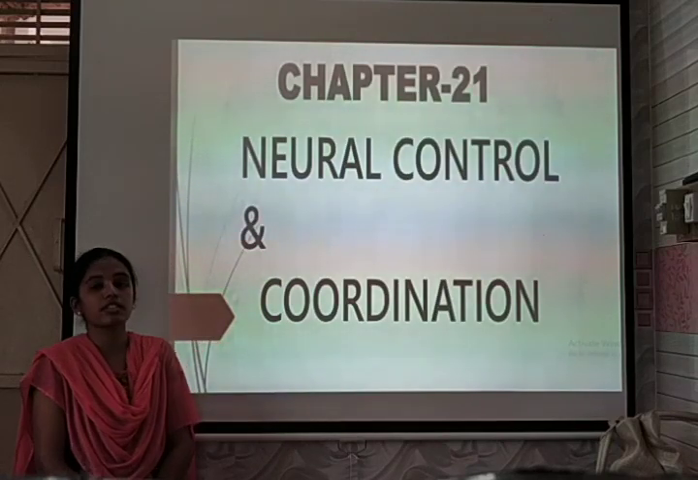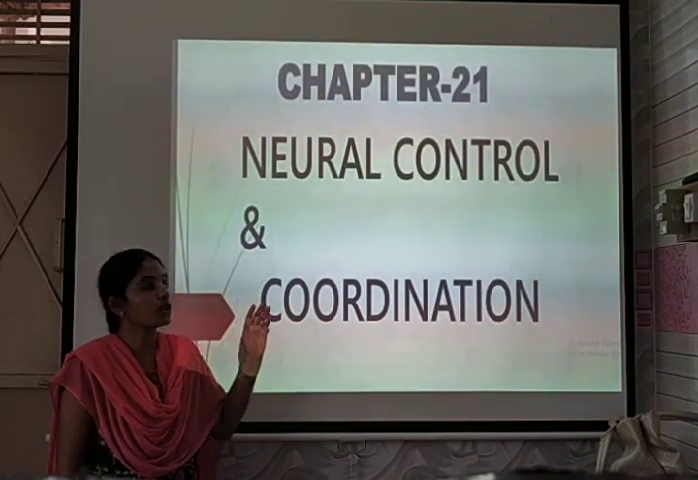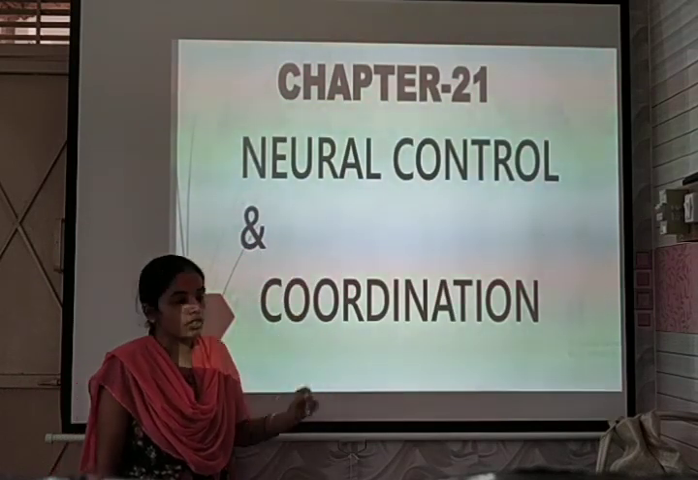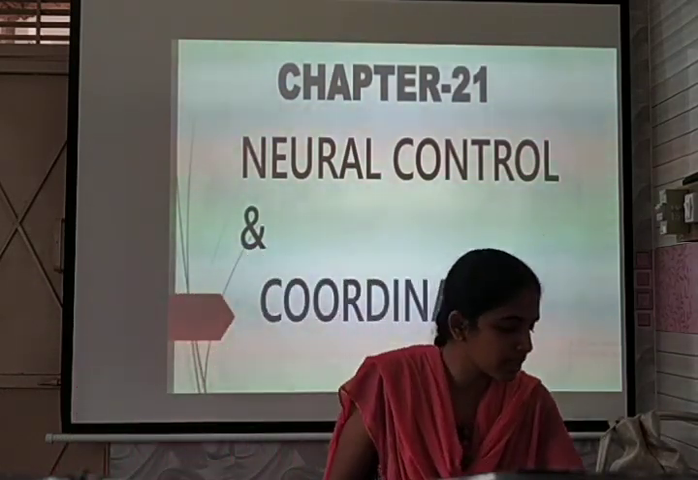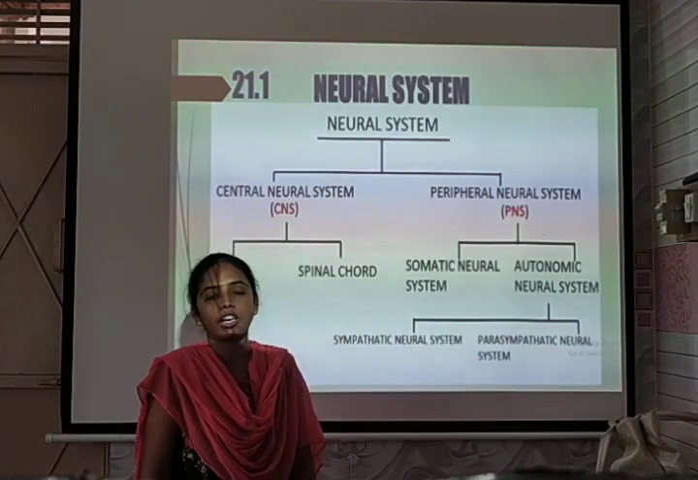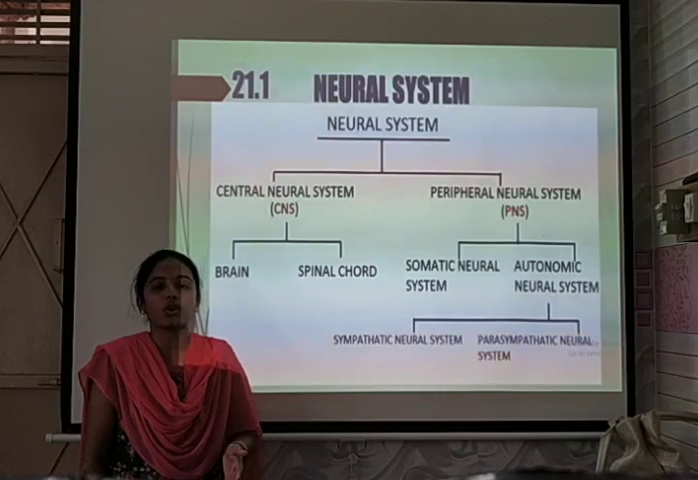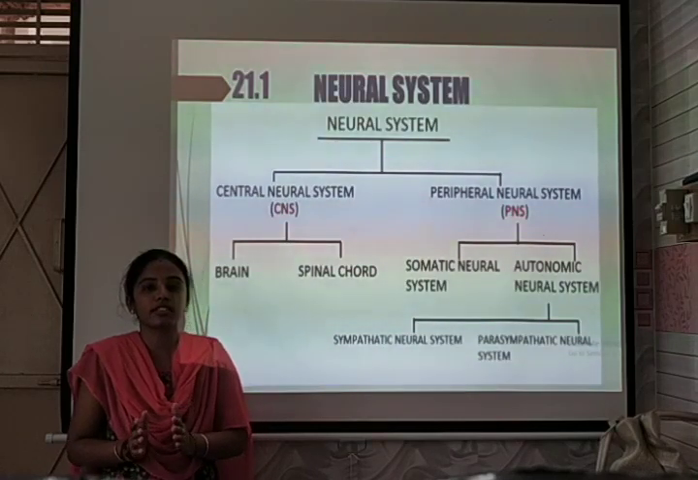So that is our first unit, which is called human physiology, in that the neural control and coordination. So here the neural system, which is a well organized organ system in our human body, is helpful for controlling and coordination of each and every system.